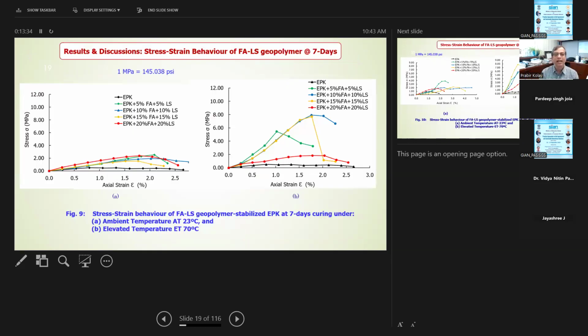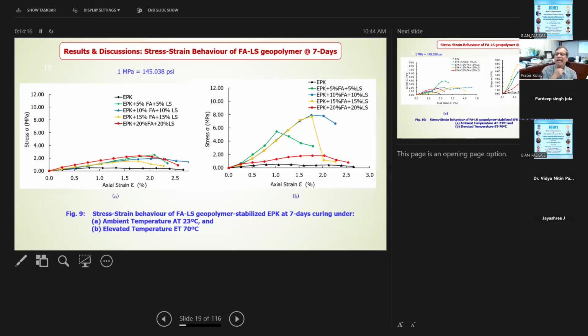So here, these are the test results for stress strain behavior at 7 days when we combine with fly ash and lime sludge, but it is in MPa. EPK clay is the lower one, and you see here the strength is going up with different percentages of fly ash and lime sludge combinations. And this figure B is the same test, same combinations, but with high temperature. This is 23 degrees Celsius. This is 70 degrees Celsius. So geopolymer is basically, the reaction is not going to occur unless you elevate the temperature.